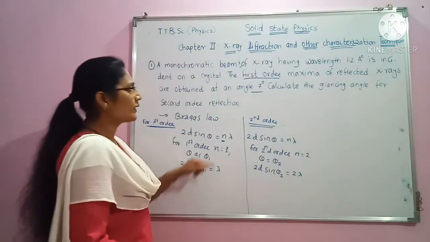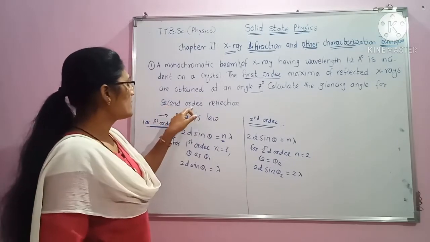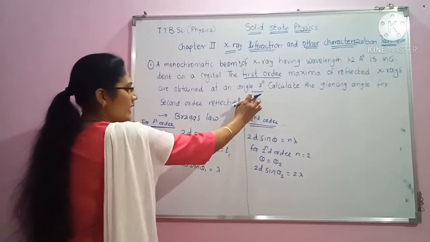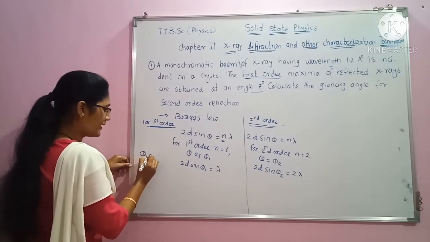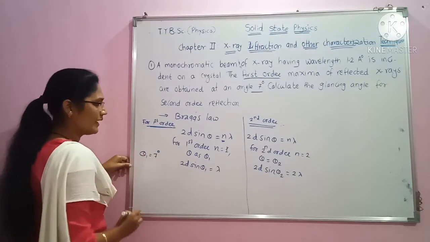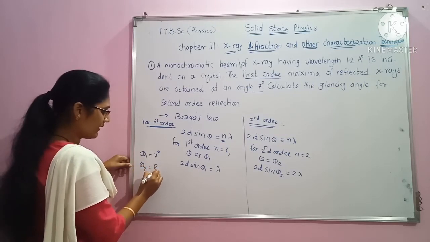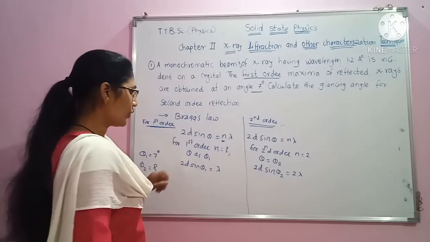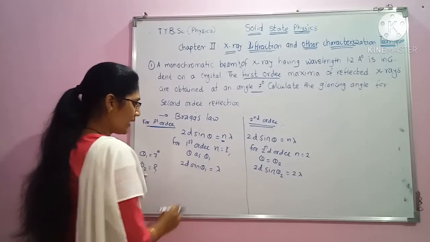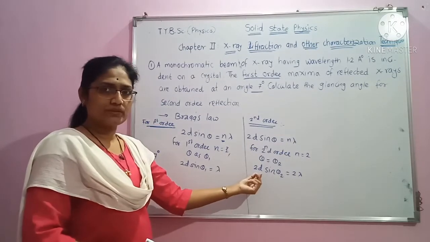And what we have to calculate? We have to calculate the glancing angle for second order. The glancing angle for first order, theta 1, is given as 7 degree, and we have to calculate theta 2. What is the value of theta 2? This is our example. So what we have to do? We have to take the ratio of these two equations.